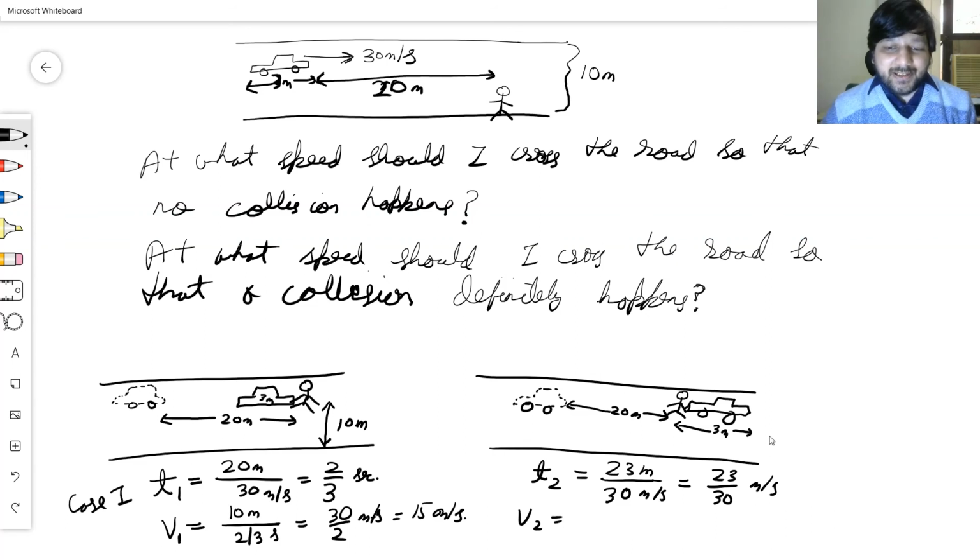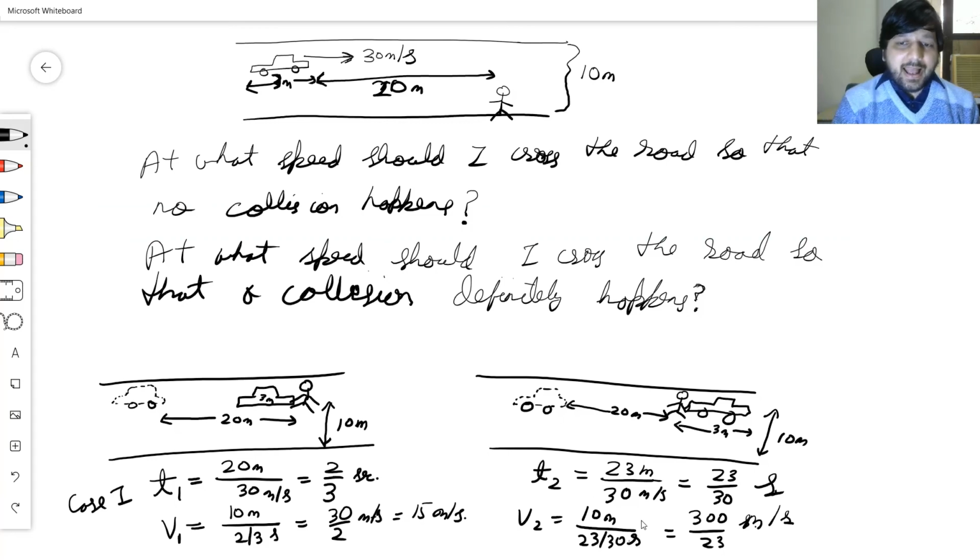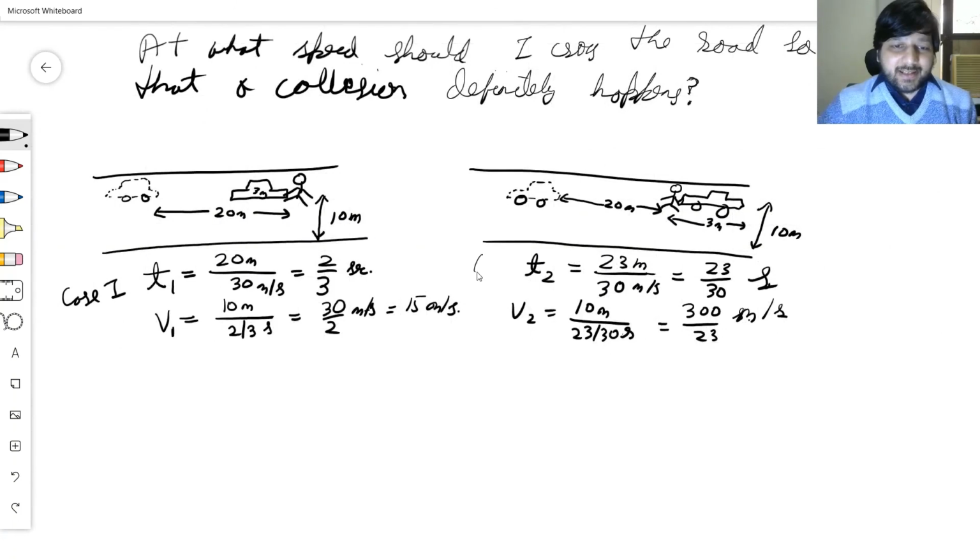And what is my speed? How much distance do I travel? I travel 10 meter. And in how much time? In 23 by 30 seconds. So this turns out to be 300 by 23 meter per second. And this one is case 2.